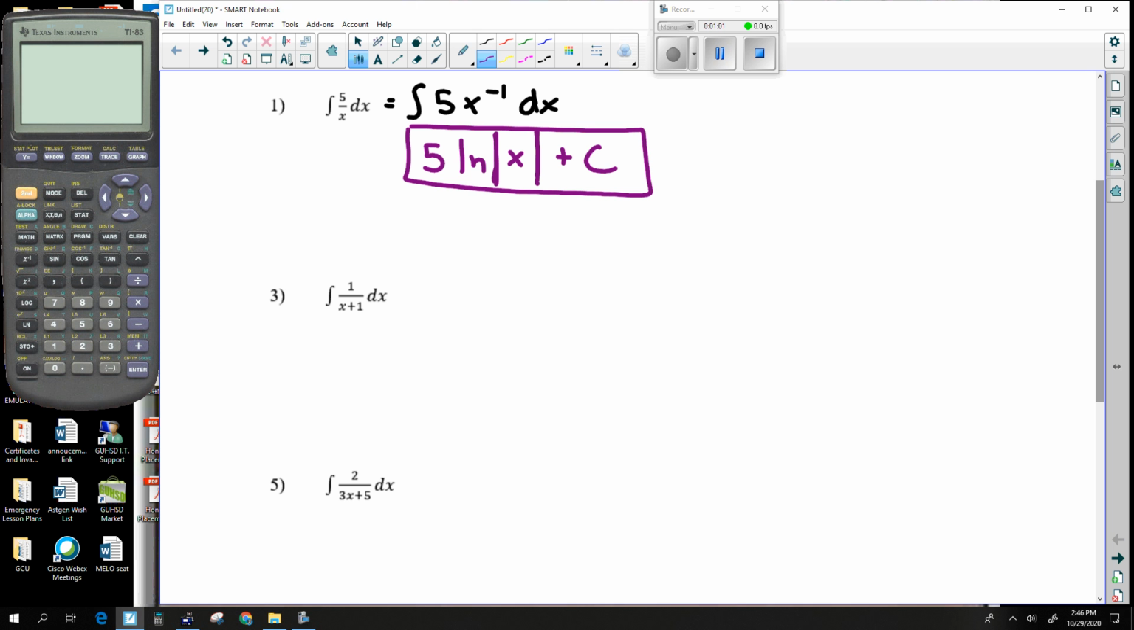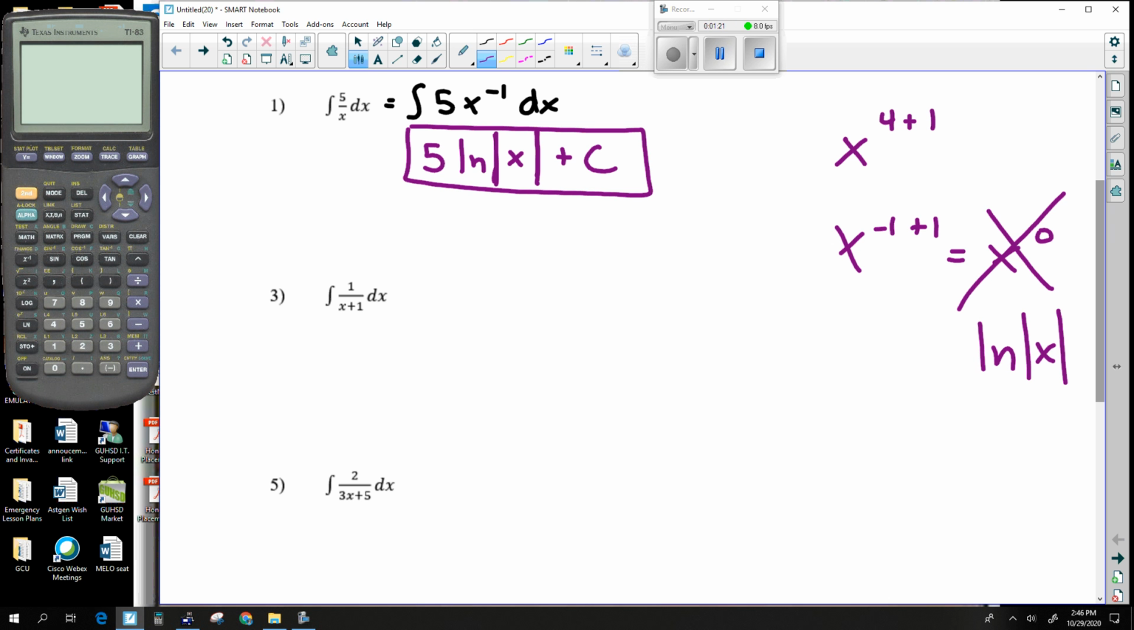So, I know we talked about it before. Usually, again, what you do with that x, whatever the case may be, is you add 1 to that exponent. However, when it's a -1 and I add 1, that would create an exponent of 0. Not okay. So instead, that's going to be an ln of the absolute value of x.